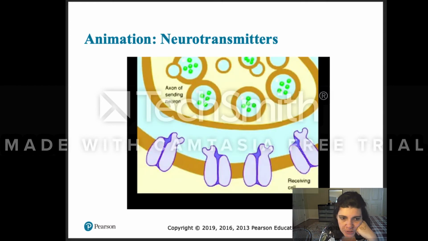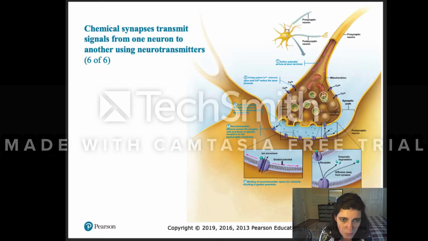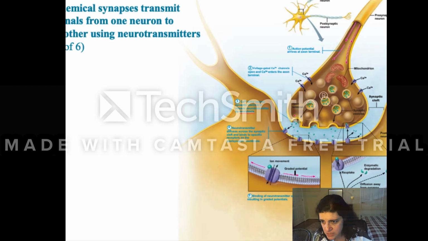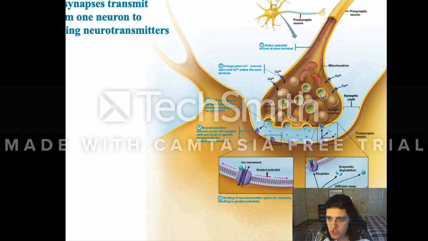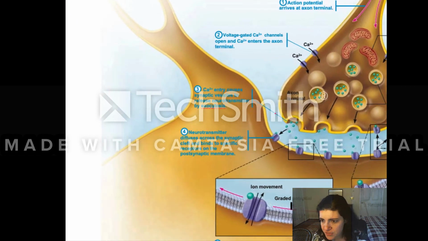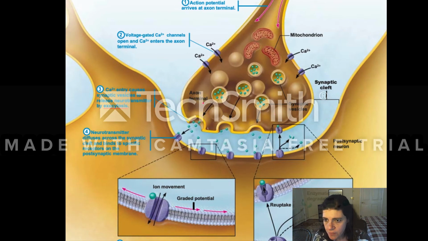This is a video that you can see later that talks about how the synapses happen. There is a diagram here that may help me explain this to you. So a chemical synapse happens when you have, let me see if I can make this bigger, when you have calcium going in. Where is this? What's that? Axon terminal, right?